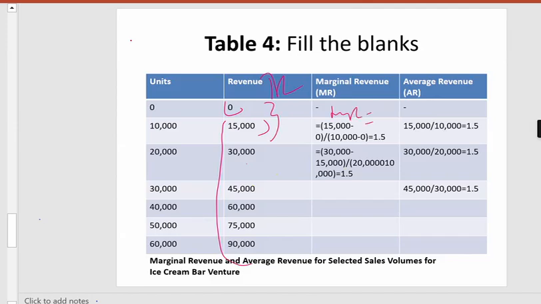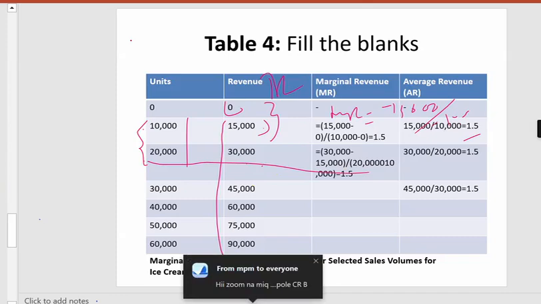You will take 15 minus 0, divided by the change in quantity from 0 to 10,000. That means you divide by 10,000. It will be 1.5. Similarly, if you want to find the marginal revenue here, you have to find the difference from here to here. 10,000 to here 10,000, right? From here to here is 15,000. So you have to take what? 15,000 divided by 10,000.